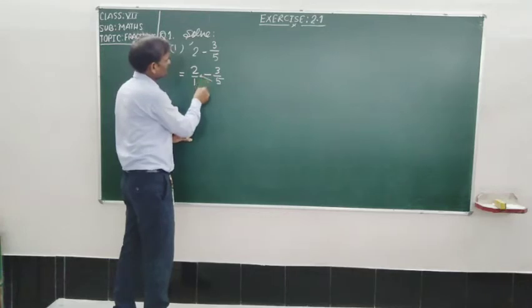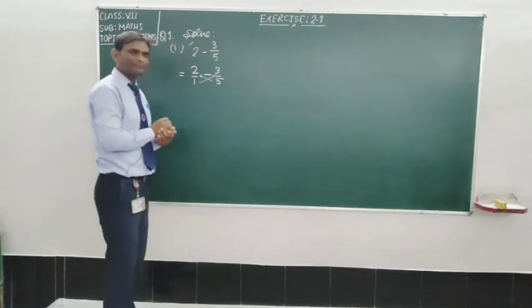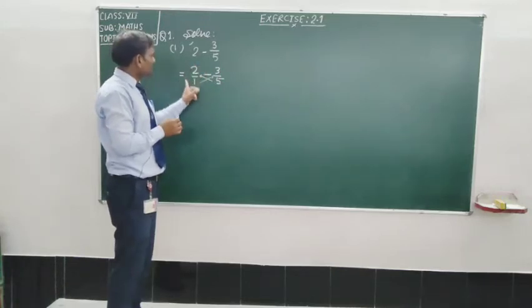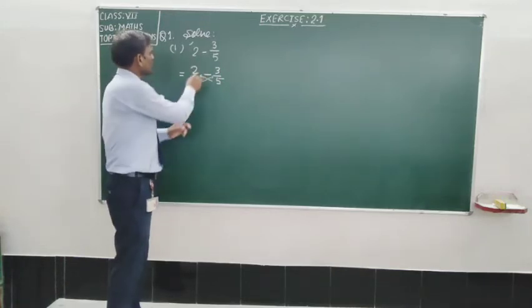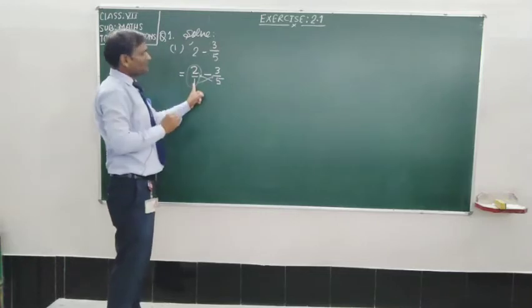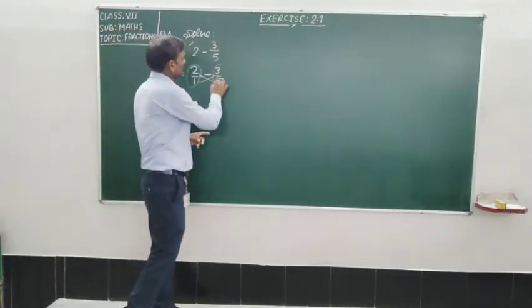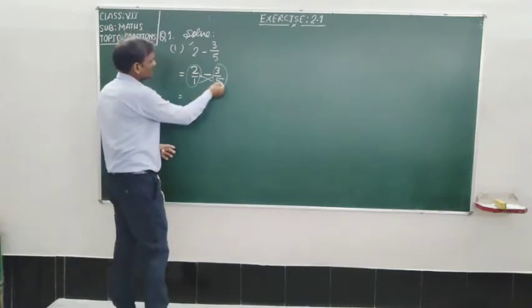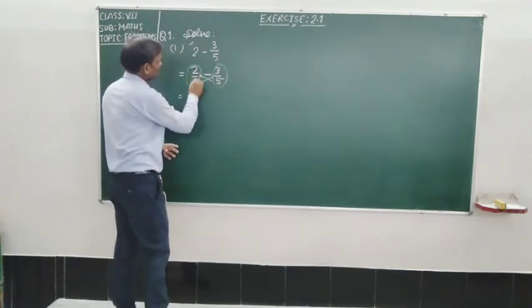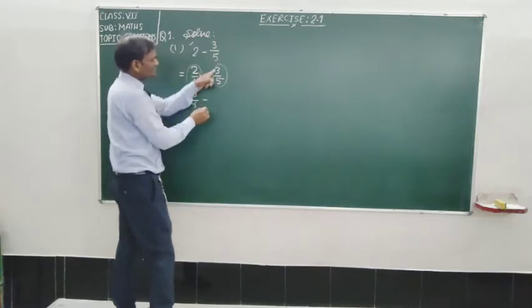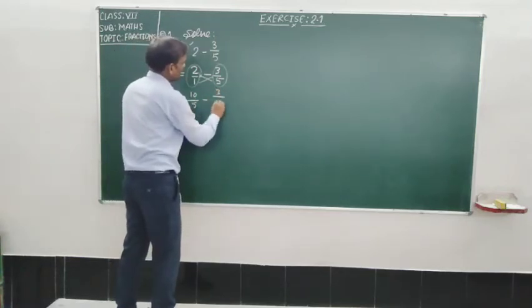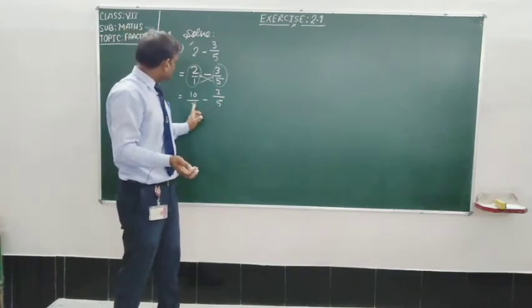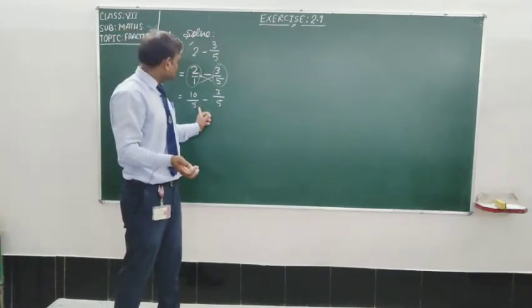Look here, student. By 5, you will multiply in the whole fraction 2 upon 1. And by 1, you will multiply in the whole fraction 3 upon 5. So multiply, student. 5 twos are 10, 5 ones are 5, minus 1 three is 3, and 1 five is 5. Very easy, student. You are seeing here that the denominators are same.